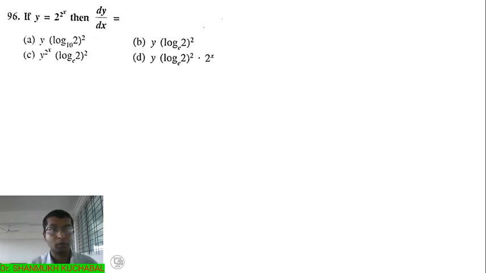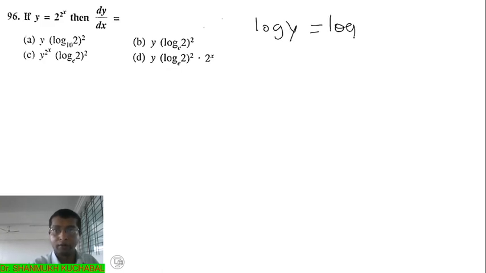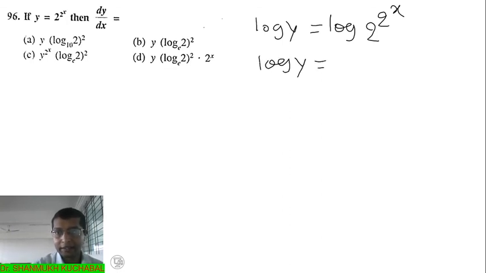It is y equal to 2 raised to 2 raised to x. Remember, if it is a variable raised to a variable, or if the power is a variable, then we have to take a log on both sides. So taking a log on both sides, we get log y equal to log of 2 raised to 2 raised to x. So use a property of logarithm. This is log y as it is, and we can write 2 raised to x times log 2.